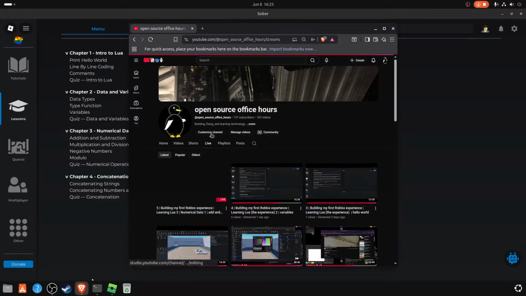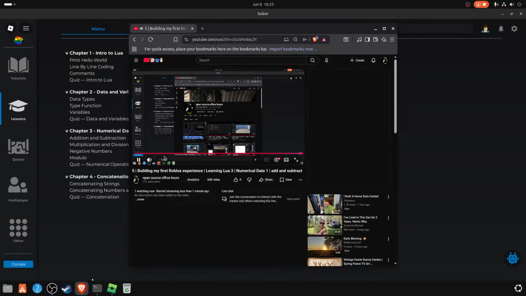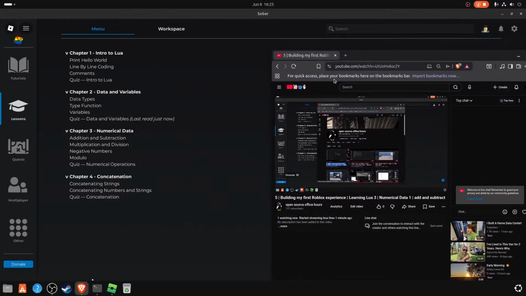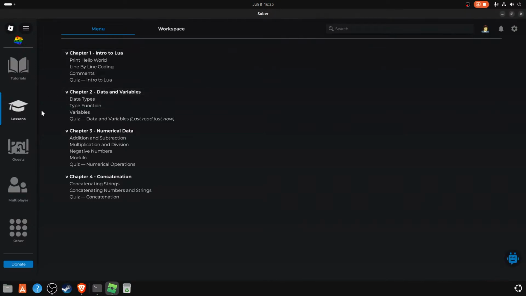I'm just going to get chat going here, and then Lua learning, we will get started on today's topic, which is adding and subtracting of numerical data. This is an experience on Roblox. I just found it.